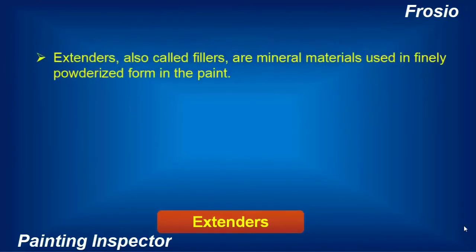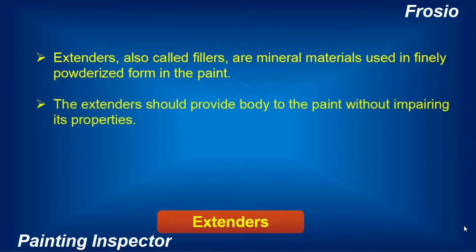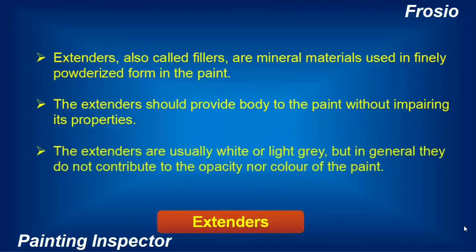Extenders. Extenders, also called fillers, are mineral materials used in finely powdered form in the paint. The extenders should provide body to the paint without impairing its properties. The extenders are usually white or light gray, but in general they do not contribute to the opacity nor color of the paint.